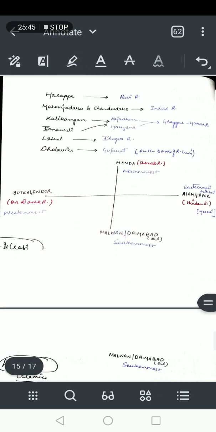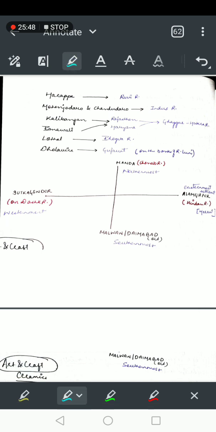Now some important points: Harappa is situated on the banks of the Ravi River. Mohenjo-daro and Chanhudaro are located on the banks of the river Indus. Kalibangan and Banawali are located along the banks of the Ghaggar-Hakra River, Lothal on the Bhogava River, and Dholavira on the banks of the river Luni. Now the northernmost site is Manda, the southernmost site is Daimabad, the westernmost is Sutkagen Dor, and Alamgirpur is the easternmost.